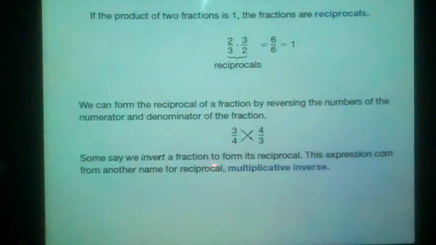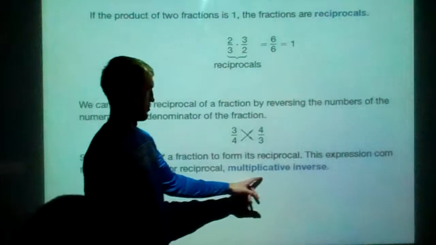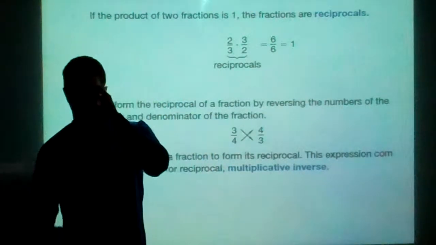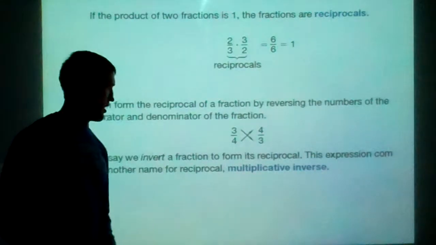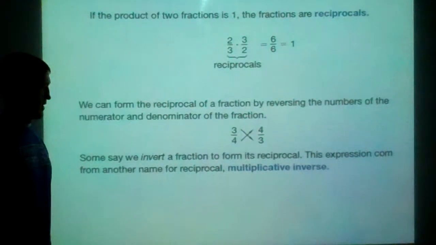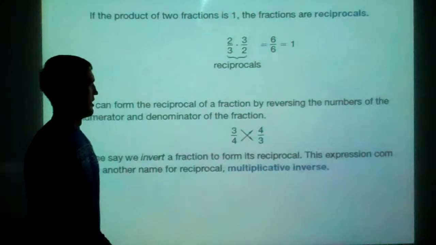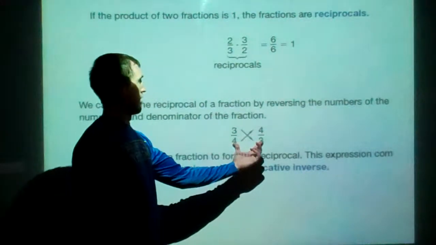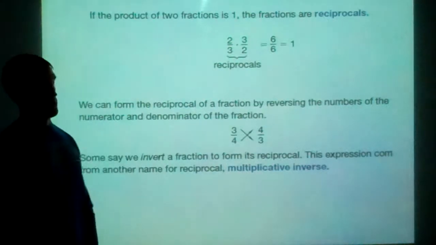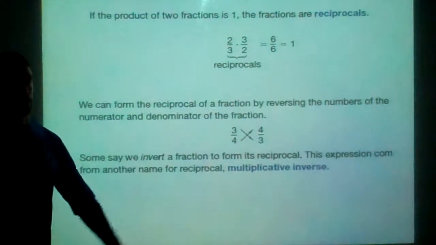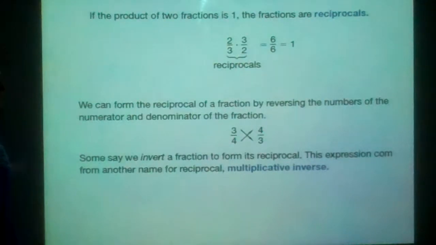Some say we invert a fraction to form this reciprocal. And this is another name for reciprocal, which is multiplicative inverse, which we talked about in one of the first lessons earlier this year. So if you need to go back and look at that, you can. The reason they call it that is because if you multiply these two together, you get 1, which is your multiplicative identity. Alright? So that's why it's called that.